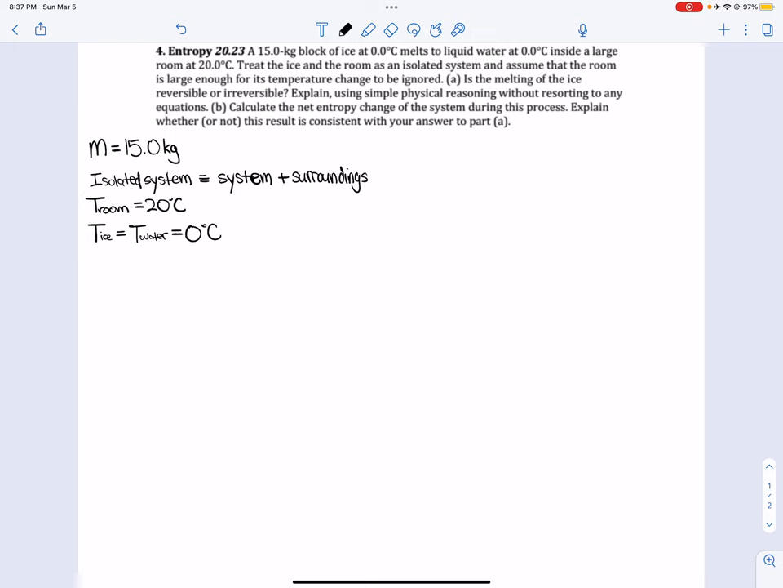I'm just going to change that to Kelvin to make it easy on me so I don't have to do that later. To go from degrees Celsius to Kelvin, I just need to add 273 to the temperature in Celsius. So for 0 degrees Celsius ice, that will become 273 Kelvin. And for the 20 degrees Celsius room, that'll be 293 Kelvin.